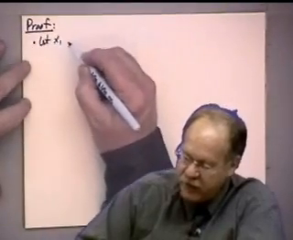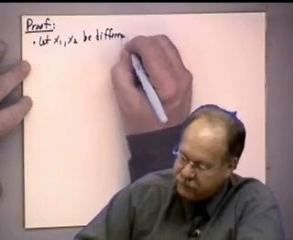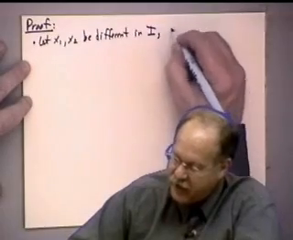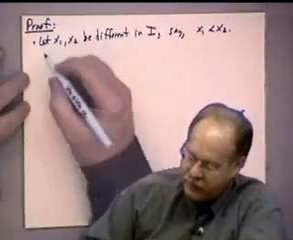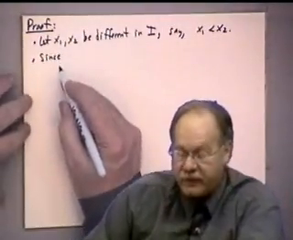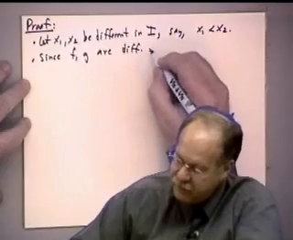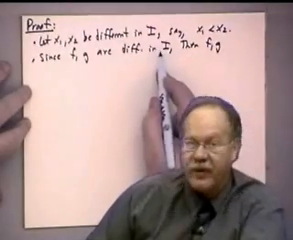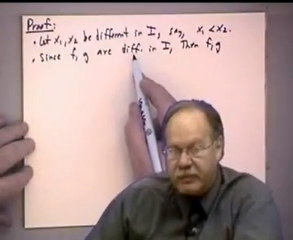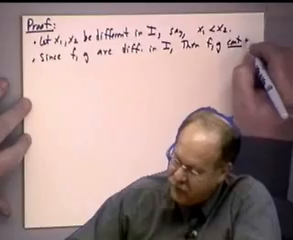This will use all the material that we've had before. Let's suppose x1 and x2 are different in the interval I. Since they're different, one of them is less than the other. Let's just suppose it's x1 is less than x2. Now, this is going to call upon another theorem that we know. Since f and g are differentiable, they have a derivative in I, then by a theorem that we had before, if they're differentiable, they're automatically continuous. Differentiability at a point implies continuity at a point. Since f and g are differentiable in I, then f and g are continuous on I.